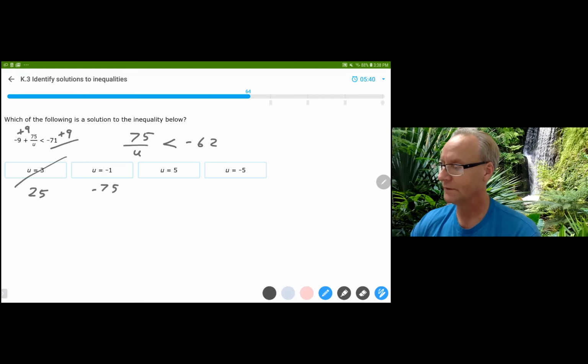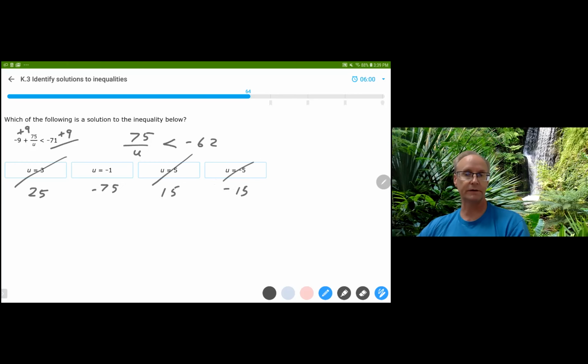I'm going to go ahead and do the other two as well. 75 over 5 gives me 15, which is not less than negative 62. And 75 over negative 5 is equal to negative 15, which is not less than negative 62. So the only possibility is this one.